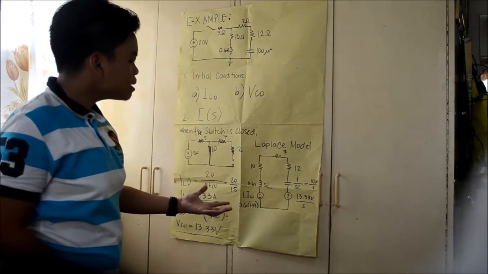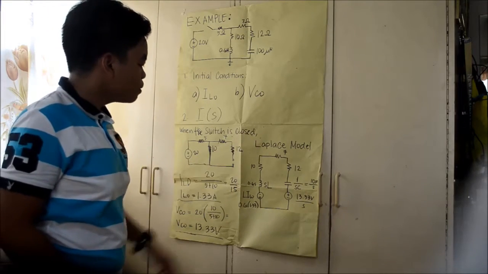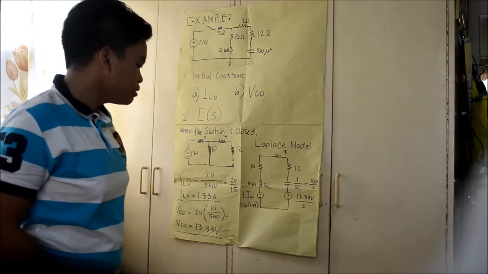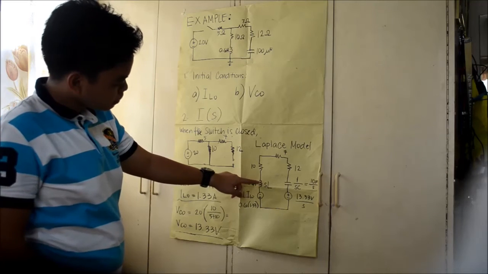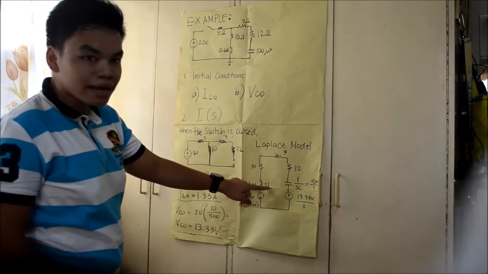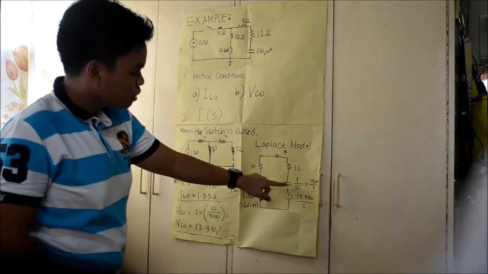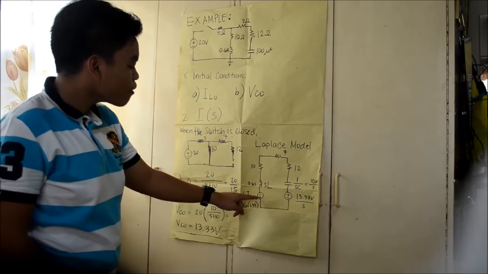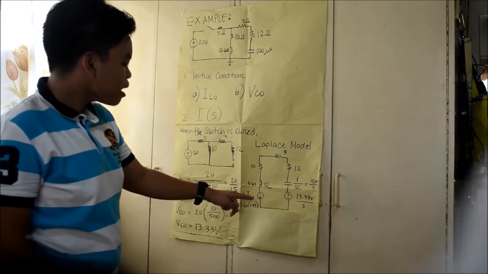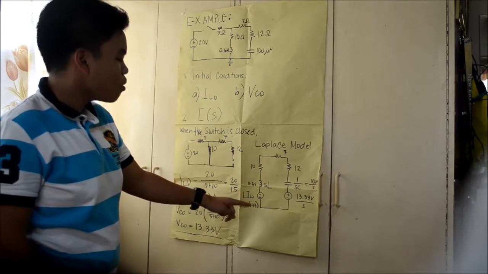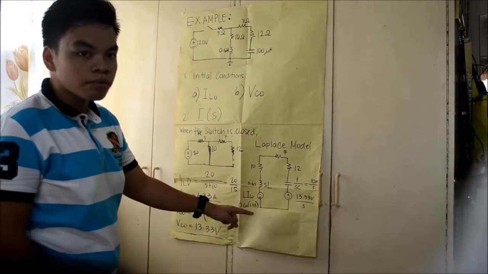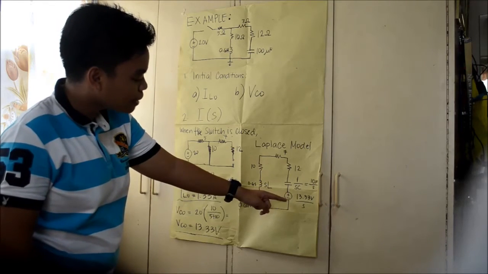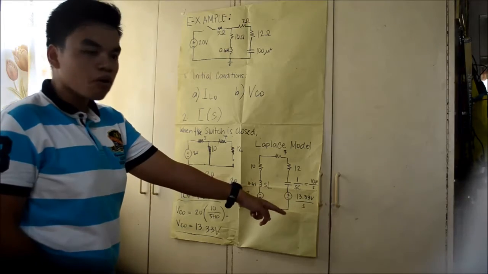From this, we will have a Laplace model. The 10, 7, and 12 ohm resistors remain, the inductor will become sL, and the capacitor 1 over sC. Then the voltage source for the inductor is L i_L of 0, and for the capacitor side, the source is v_C of 0 over s.